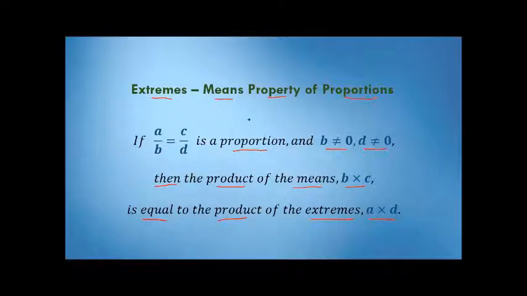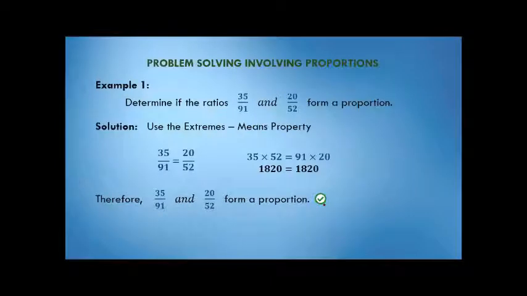Okay? So pag kinonvert natin siya into colon, yung pinakita natin kanina, A is to B is equal to C is to D. So makikita natin, B and C are means, A and D are extremes. Now, gagamitin natin itong extremes means property para mag-solve ng different problems involving proportions.